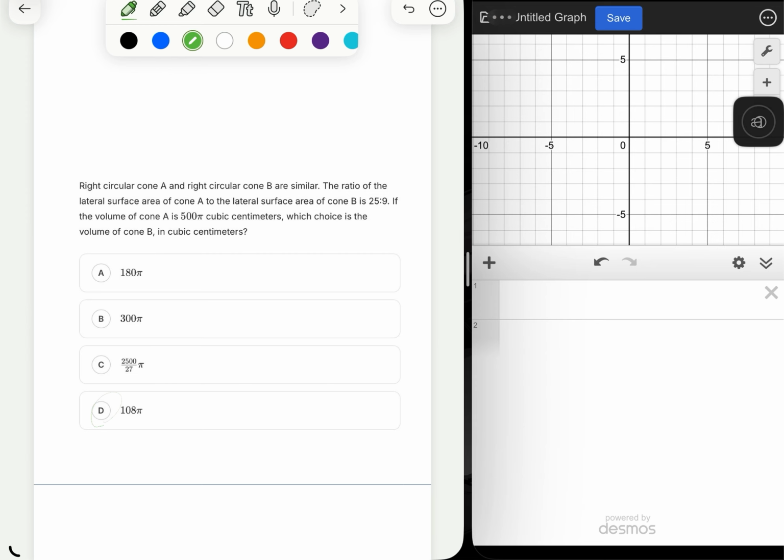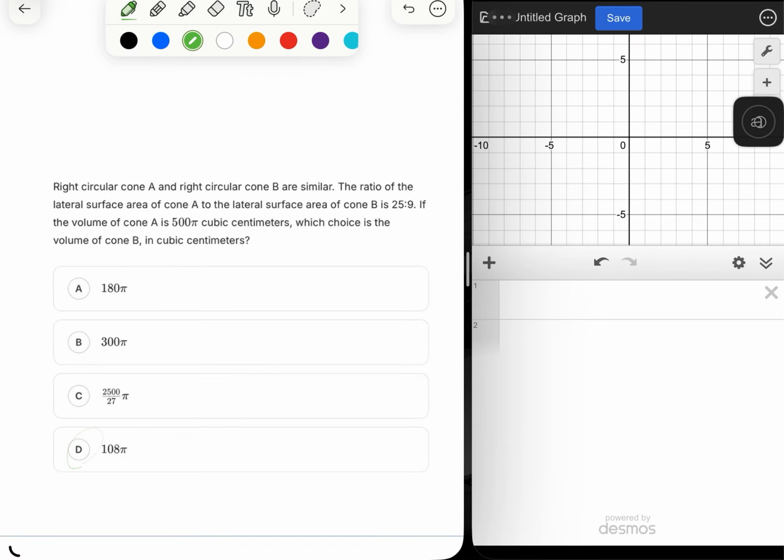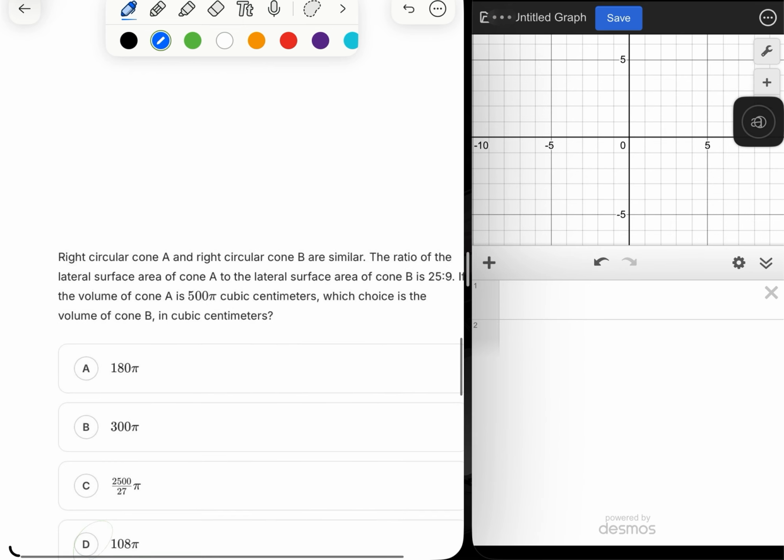Okay, so before we get started, let's first talk about that specific fact you should know. This question has to do with finding the volume of a cone. What you'll actually realize is there's a ratio in this problem, but again, we'll get to that later.